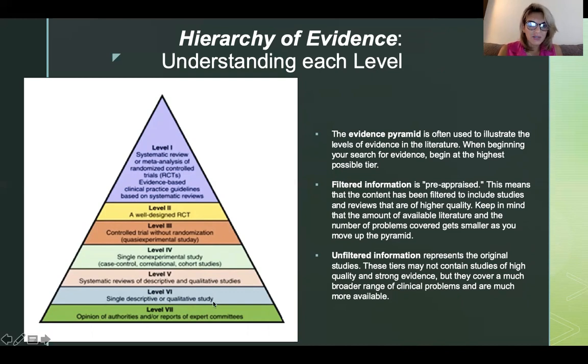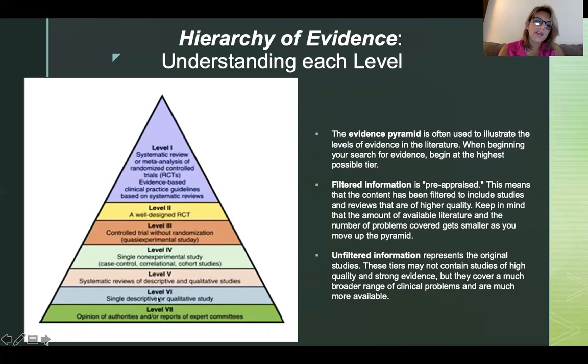This information down here in the lower levels, which is considered unfiltered information, represents the original studies. However, these tiers may not contain studies of high quality or strong evidence, but they do cover a broader range of clinical problems and are much more available. Again, it's harder to get higher quality stuff, but that's what you really want when you're basing and doing your own research. So I like this pyramid because it actually labels each level 1, level 2, level 3.